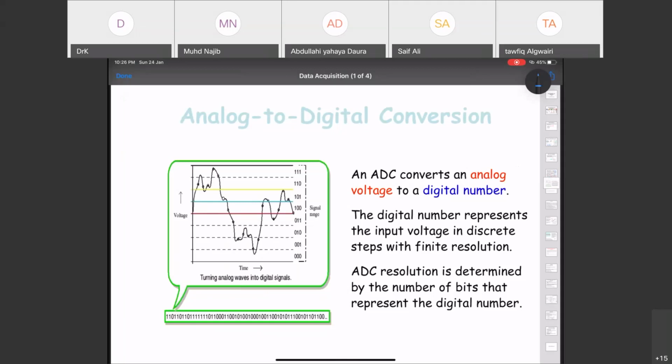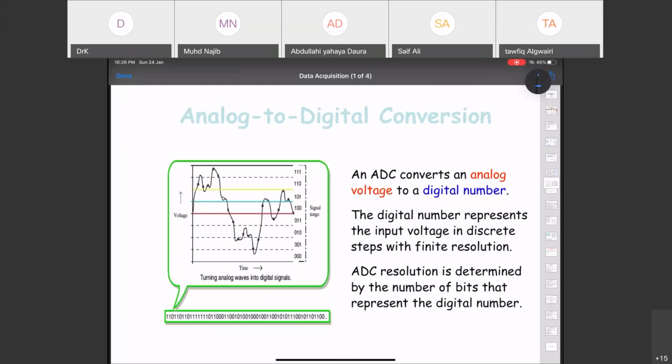And of course, more storage means that you have to work on higher processing, which will need a higher amount of energy to work with. All right. So that's basically input signal and sampling.